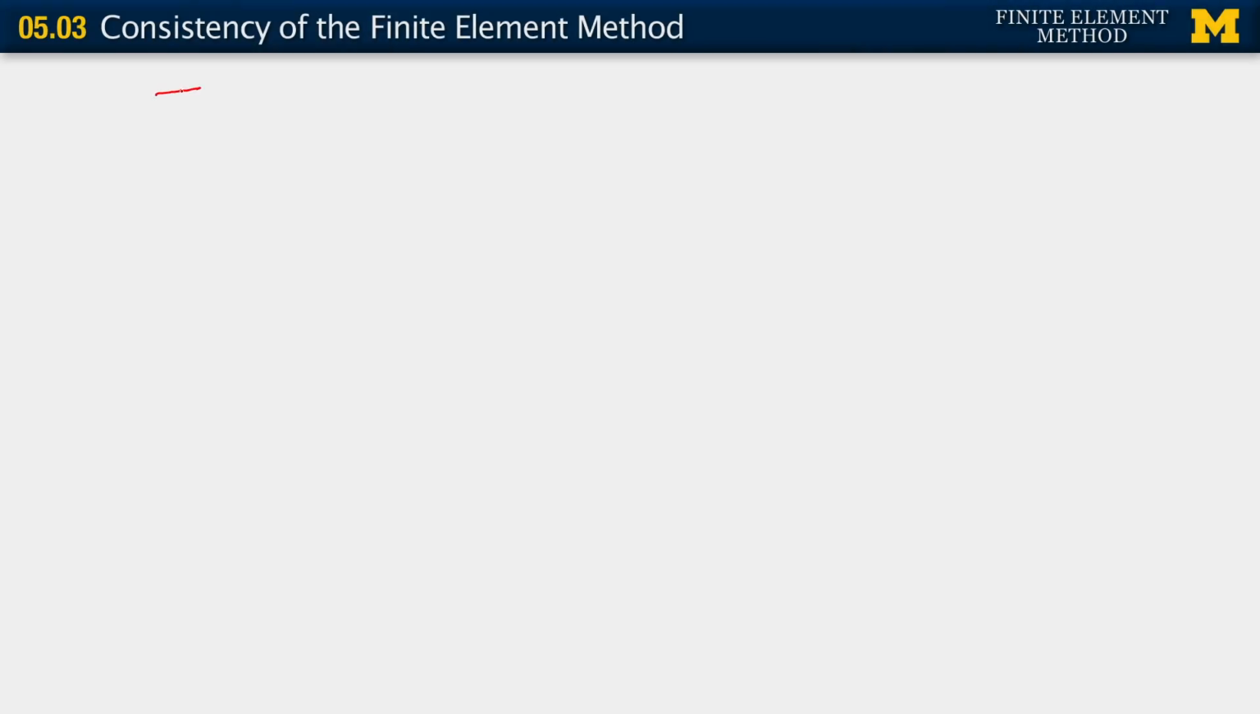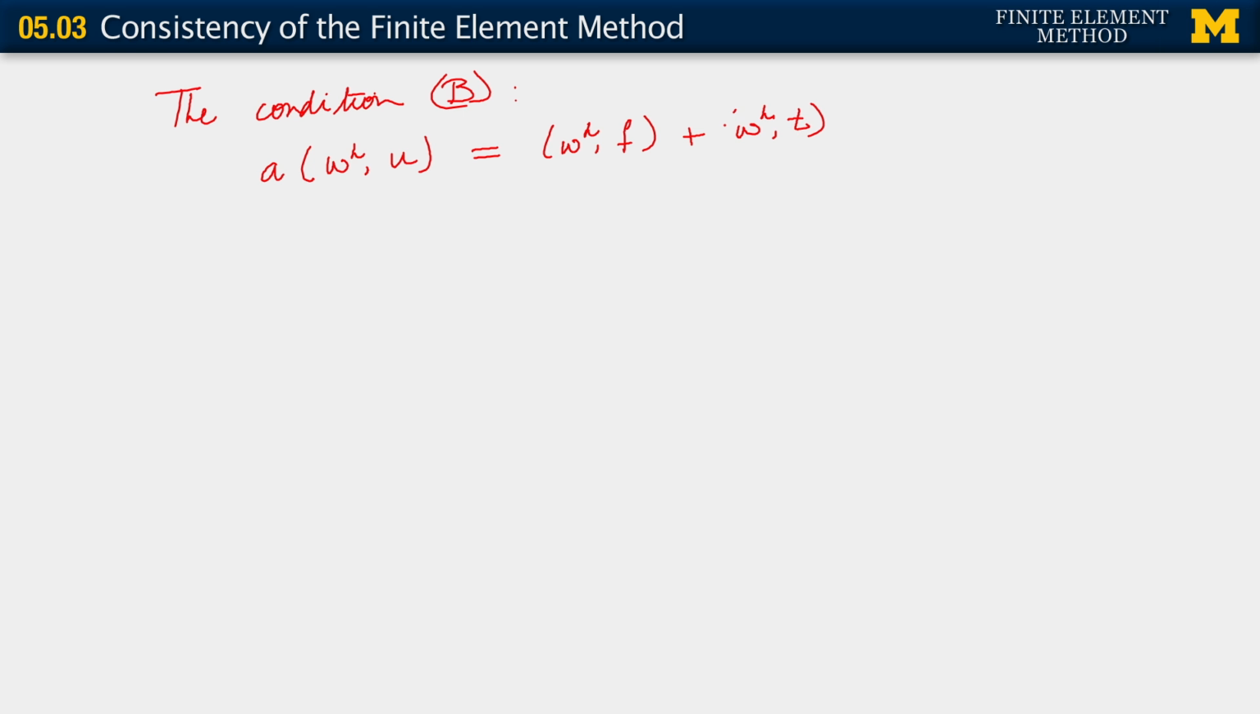Now, I said that it comes from this condition B, right? So let me rewrite the condition B. The condition B states this, right? It says that A of WH, comma U equals WH, comma F plus WH, comma T at L. Okay? This is what we have.